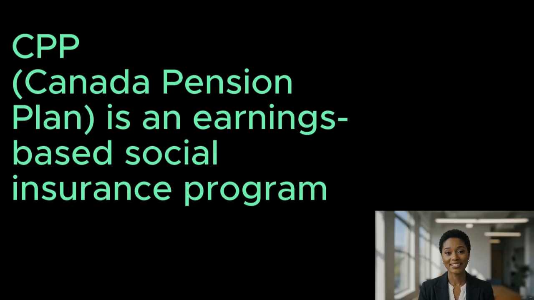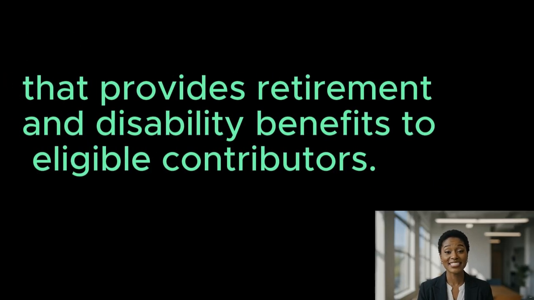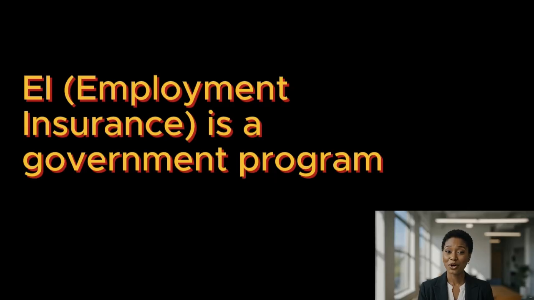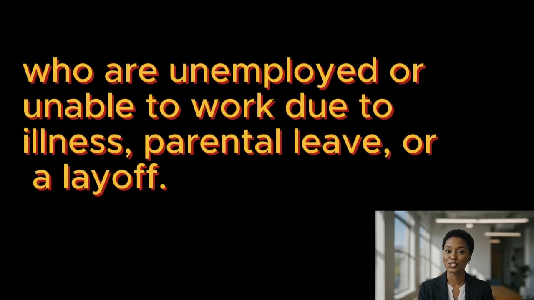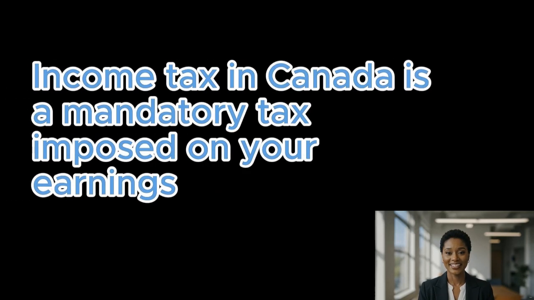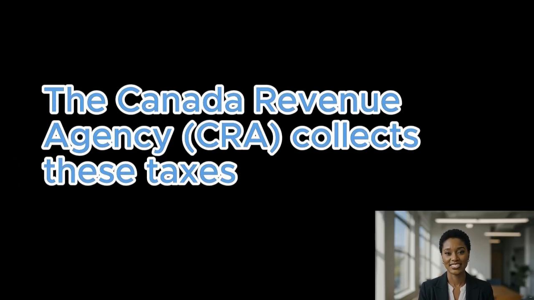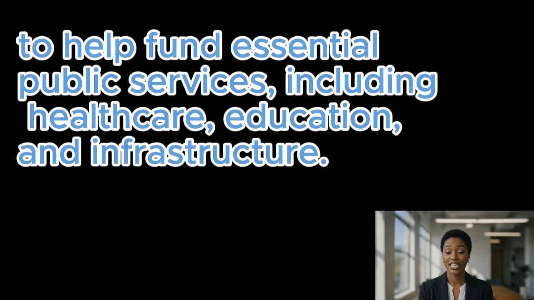CPP, Canada Pension Plan, is an earnings-based social insurance program that provides retirement and disability benefits to eligible contributors. EI, Employment Insurance, is a government program that provides temporary income support to eligible workers who are unemployed or unable to work due to illness, parental leave, or a layoff. Income tax in Canada is a mandatory tax imposed on your earnings by both the federal and provincial or territorial governments. The Canada Revenue Agency, CRA, collects these taxes to help fund essential public services, including healthcare, education, and infrastructure.